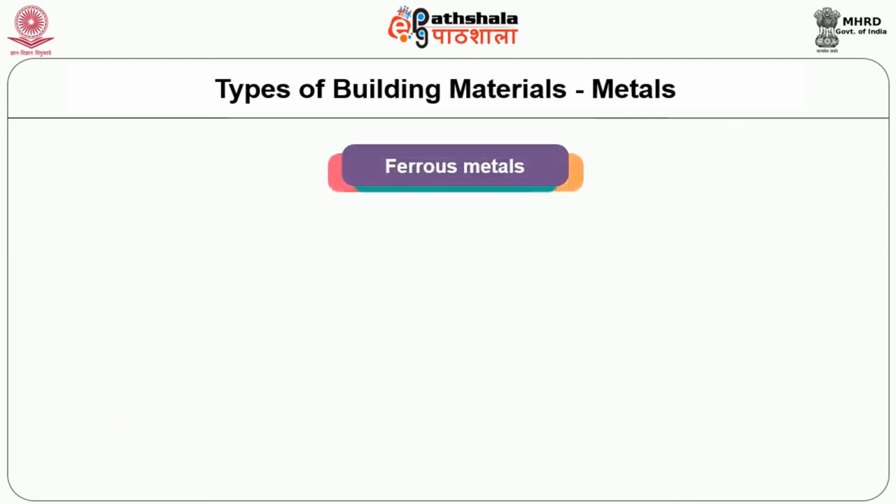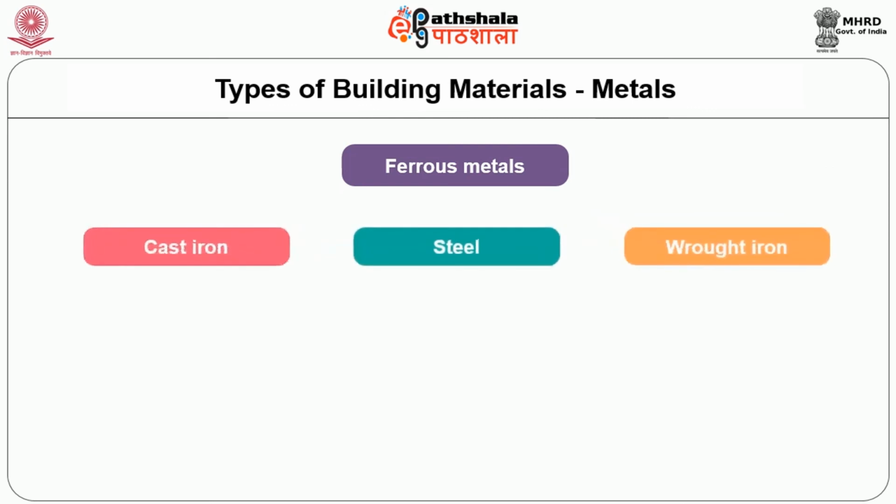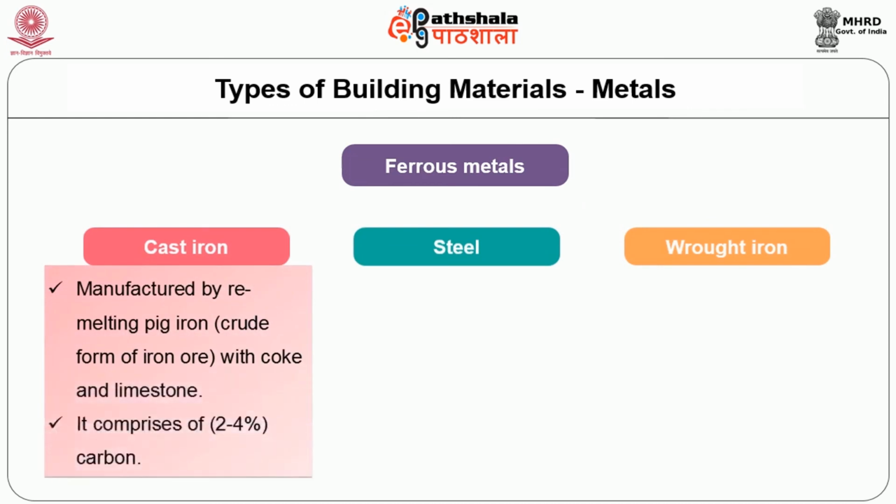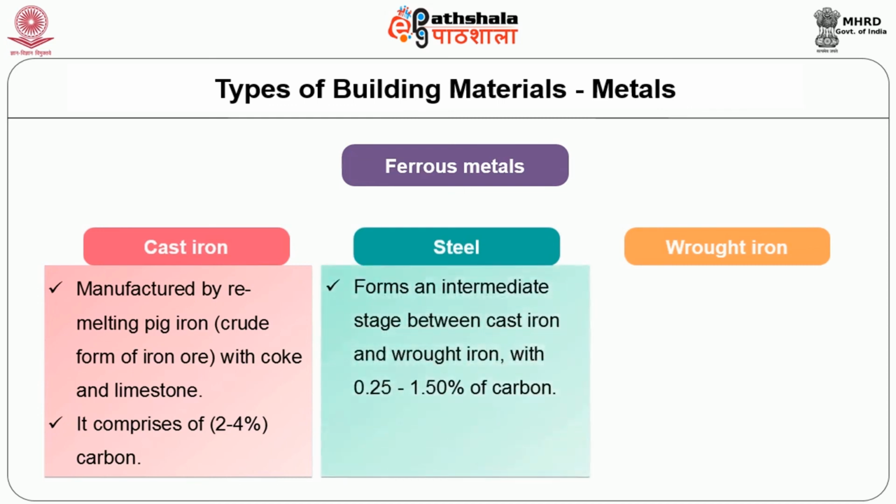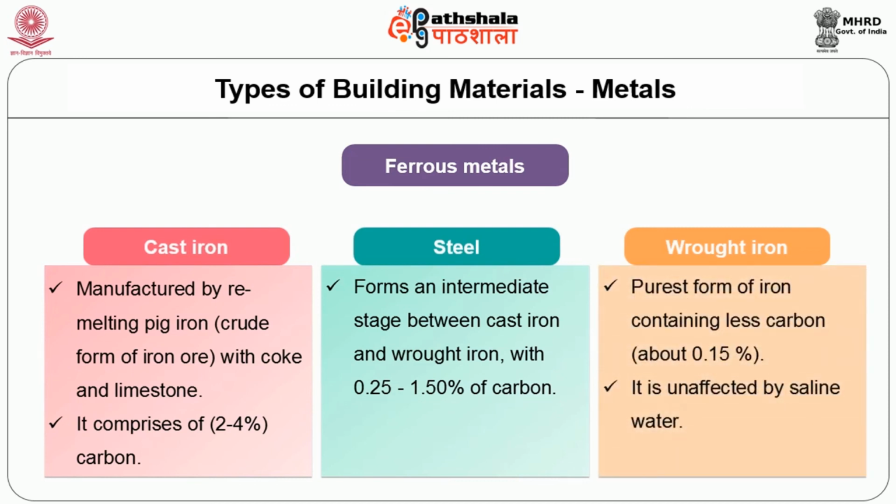Ferrous metals: cast iron, steel and wrought iron, which contain iron as a chief constituent, are called ferrous metals. Cast iron is manufactured by remelting pig iron, the crude form of iron ore, with coke and limestone. It comprises 2 to 4% carbon. Steel forms an intermediate stage between cast iron and wrought iron, with 0.25 to 1.5% of carbon. Wrought iron is the purest form of iron, containing less carbon, about 0.15%. It is unaffected by saline water.